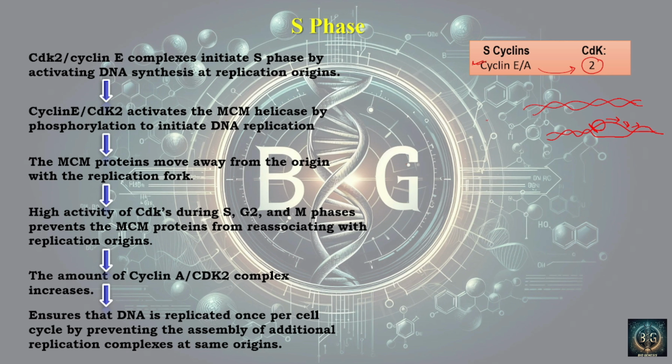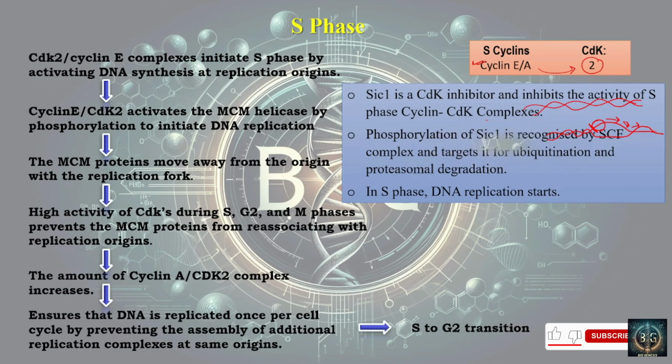So, when MCM helicase proteins unwind the DNA, they move away along the replication fork and start the replication process. Then the cyclin A-CDK2 complex amount increases. That means it does not allow any additional replication complexes to be recruited at the same origin to start the replication process again, because in each cell cycle DNA is replicated only once. Then the cell completes its S phase and the S phase to G2 transition takes place.